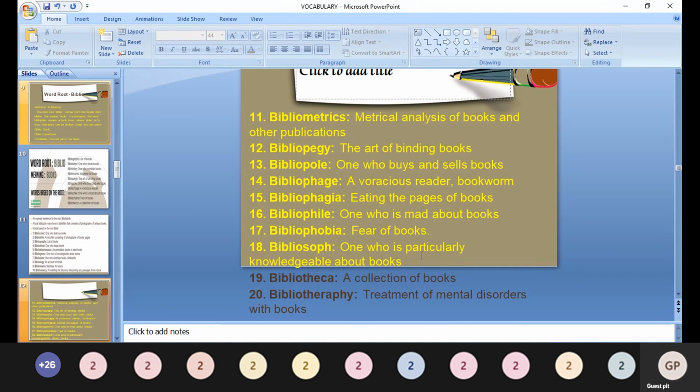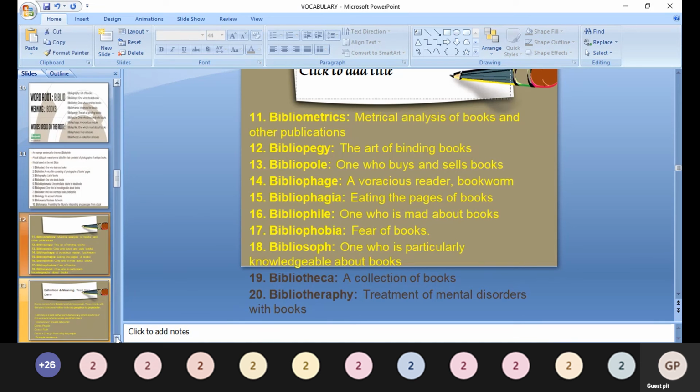Bibliotherapy, treatment of mental disorders using books. Therapy is where some treatment is given, like physiotherapy or aromatherapy. So in bibliotherapy, books are used as a treatment. So you can guess the word. Then the next slide.